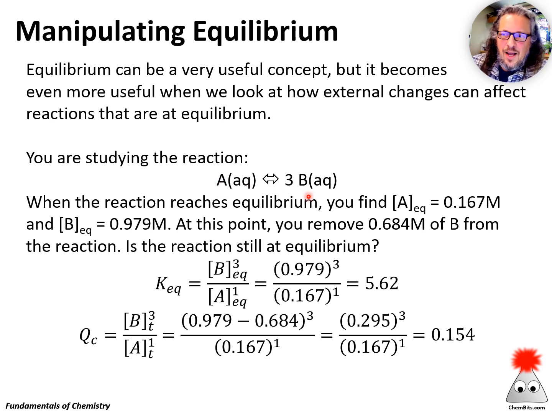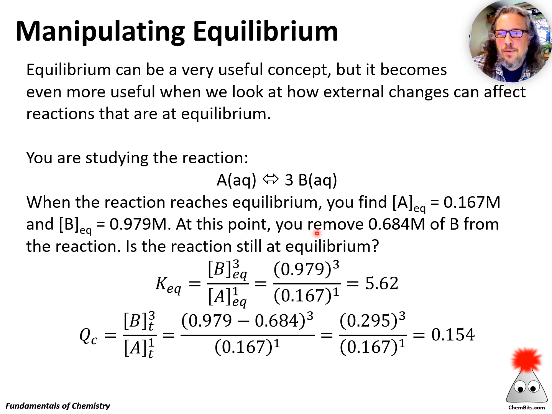And that makes sense, right? I've removed some product, so to get back to the balance, it's going to have to shift towards products. It's going to have to react more to get back to equilibrium. And this is a really convenient way, practically speaking. When people are doing chemical reactions, one of the ways to get the reaction to happen more is to just look at ways to remove B. And when we remove B, we get more of A to react. So that's one of the important ways we can manipulate equilibrium.